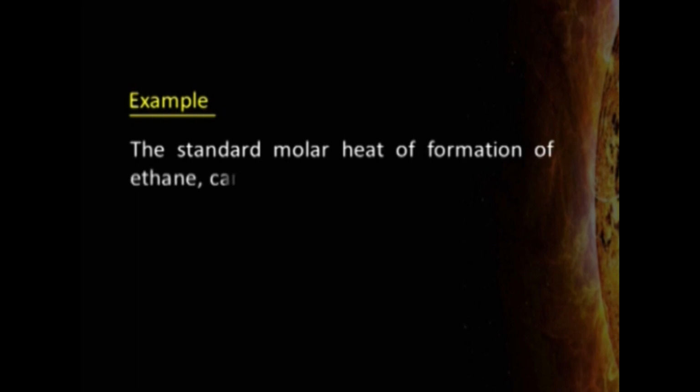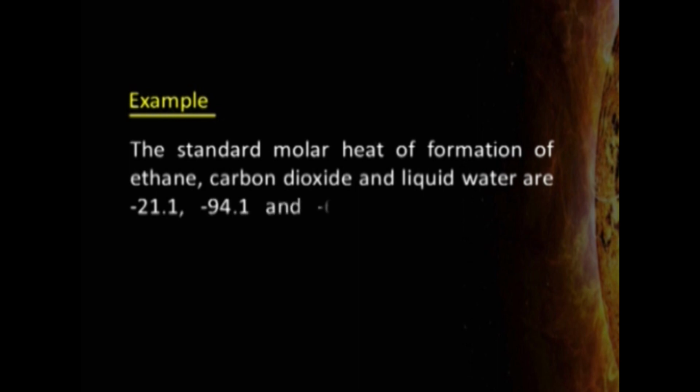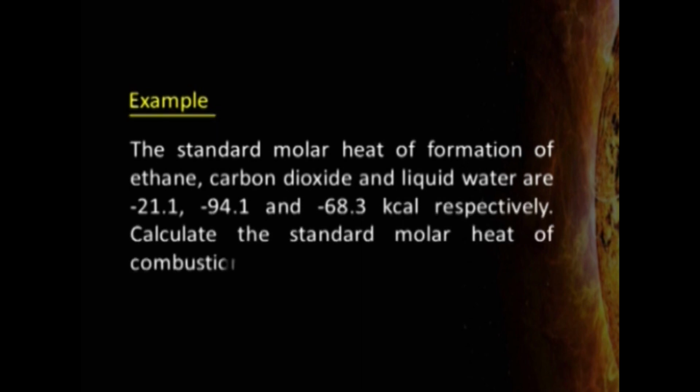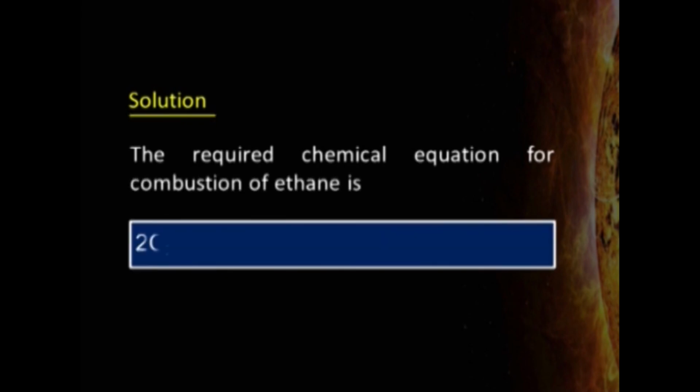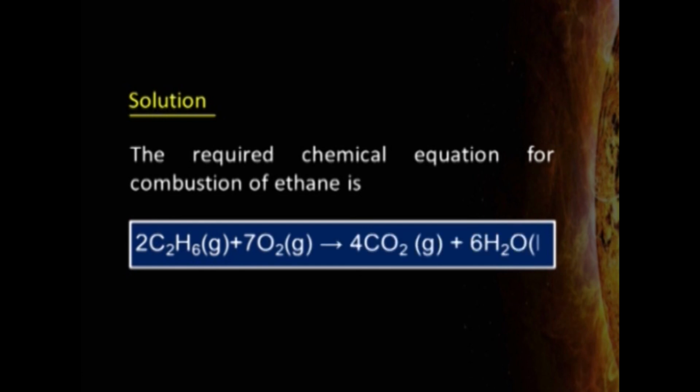Here is an example to correlate heat of formations of the substances and enthalpy of combustion. The standard molar heats of formation of ethane, carbon dioxide and liquid water are minus 21.1, minus 94.1 and minus 68.3 kilocalories respectively. Calculate the standard molar heat of combustion of ethane. The required chemical equation for this will be 2C2H6 gaseous plus 7O2 gaseous giving you 4CO2 gaseous plus 6H2O liquid.